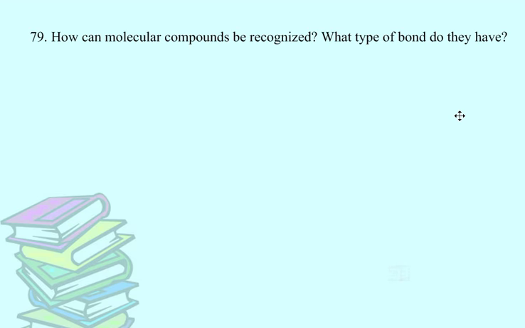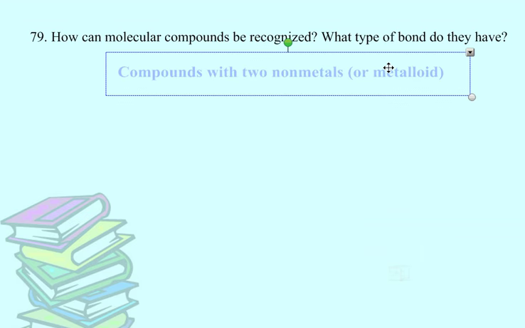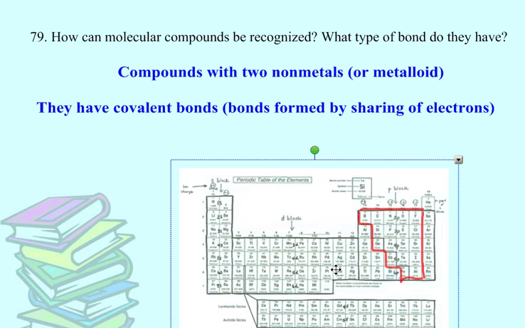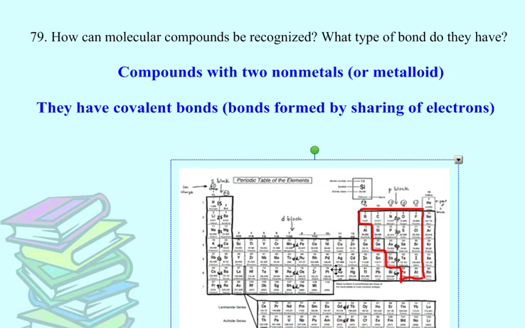Number 79. How can molecular compounds be recognized, and what type of bond do they have? Well, molecular compounds are made of 2 nonmetals or a nonmetal and a metalloid. So it's very different from an ionic compound. They have covalent bonds, which are bonds formed by sharing of electrons. And if you look on your periodic table, you'll find those in this section highlighted in red. So if it's 2 of these elements that are in this section bonded to each other, you know it's a molecular compound.